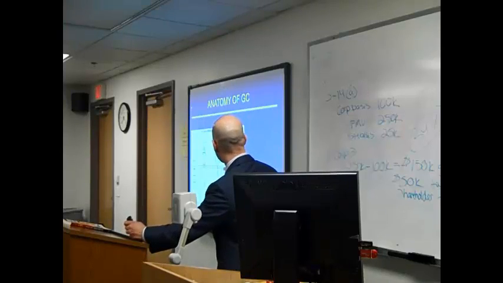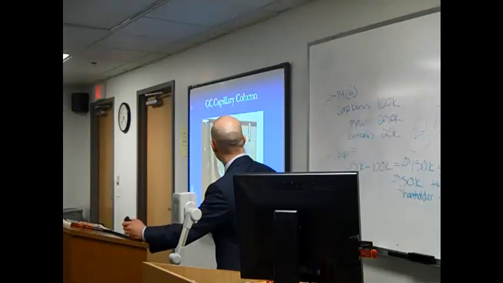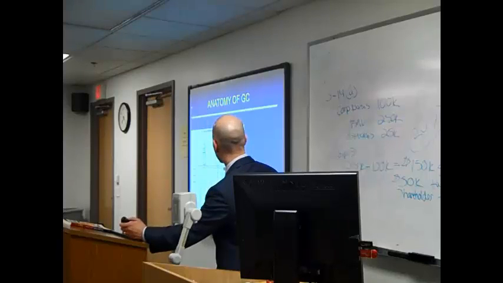All right, so there's this column. So the vapor goes in, carrier gas pushes it around the column. And here's a column. It's a very thin, long wire that's wrapped around inside of the oven. Okay, and that's heated.